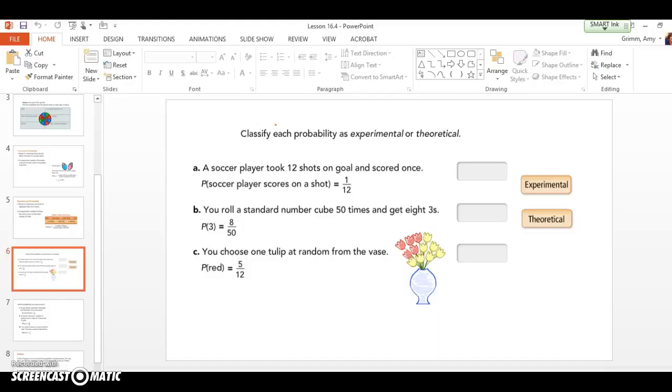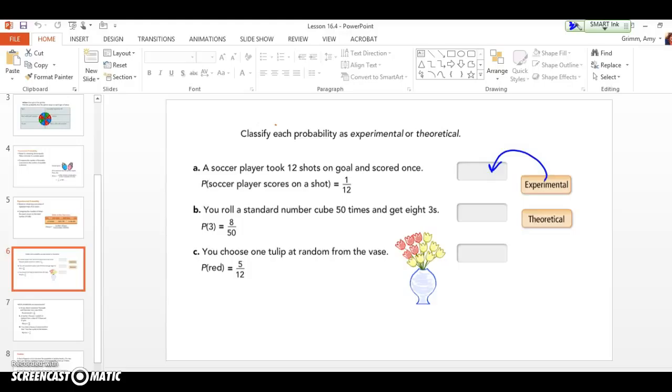All right, so this part, let's classify each as experimental or theoretical probability. A, a soccer player took 12 shots on a goal and scored once. Is that experimental or theoretical? That's experimental. He was actually out in the game, making shots. He got 1 out of 12. That's an experiment. All right, next one.